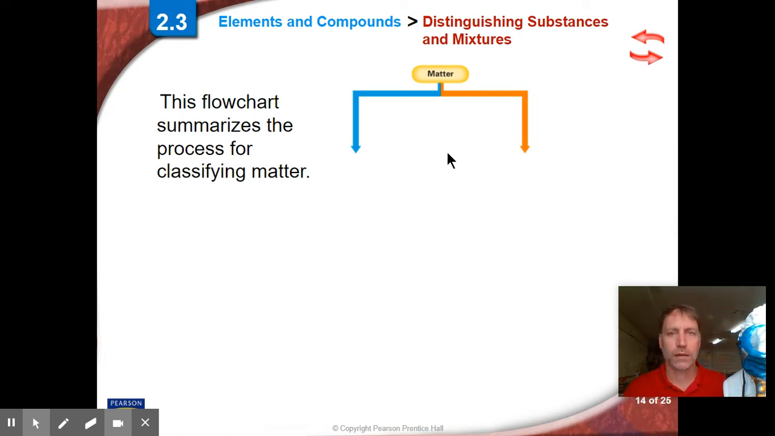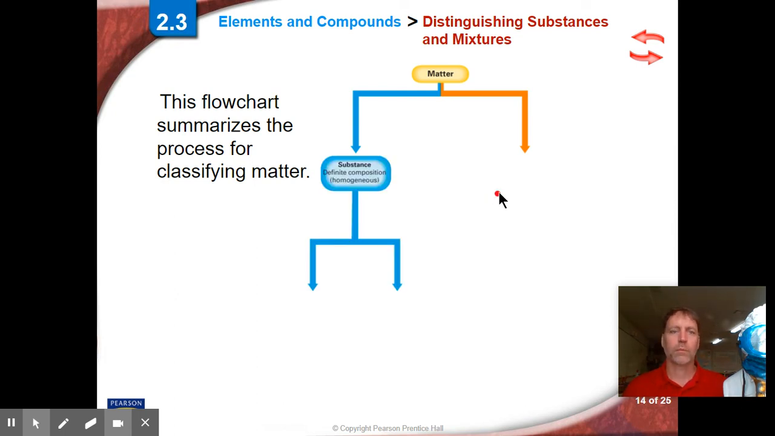So, matter is anything that takes up space and has mass. Anything that has mass and has volume is matter. And matter can be in two forms. It can be a substance. A substance means that it is homogeneous, it is the same throughout. So, two types of substances could be a compound like salt, and an element. The two elements that make up salt could be sodium and chlorine.